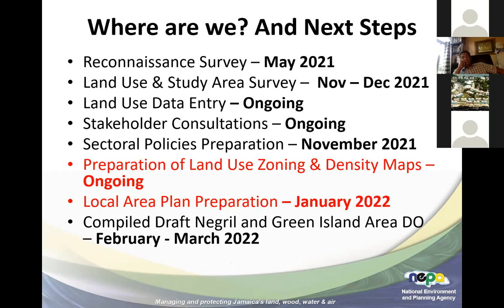So where are we, and what are the next steps? The process would have commenced at the start of the financial year, which would have been April 1st, 2021. The schedule for the preparation of the order would have been the financial year 2021-2022. So that means that we are slated to have ready by the end of March 2022 a draft Negril and Green Island area development order.